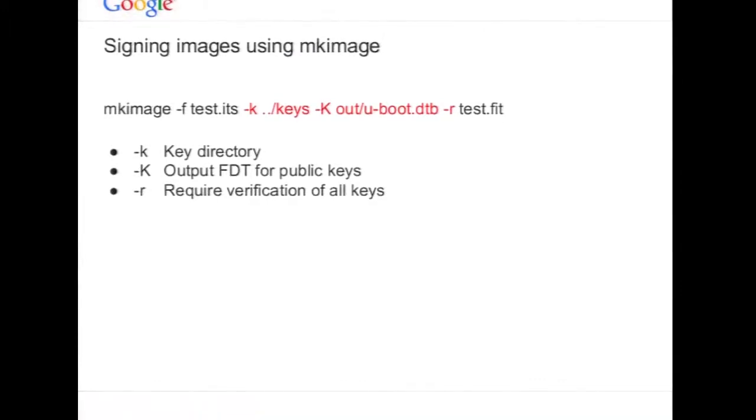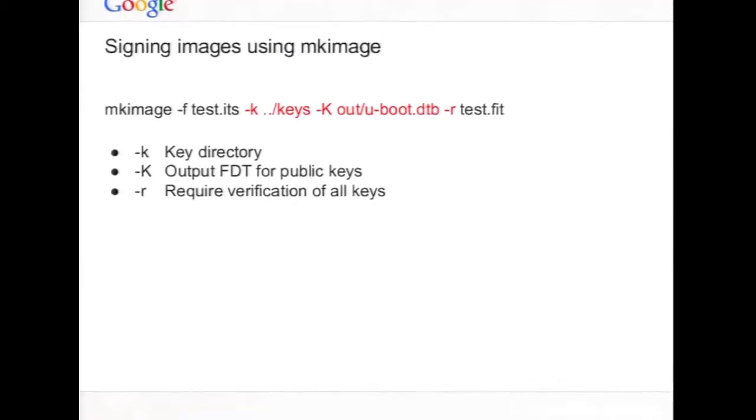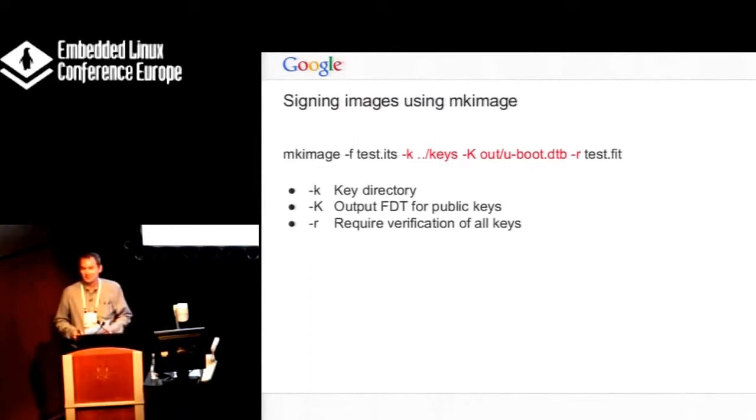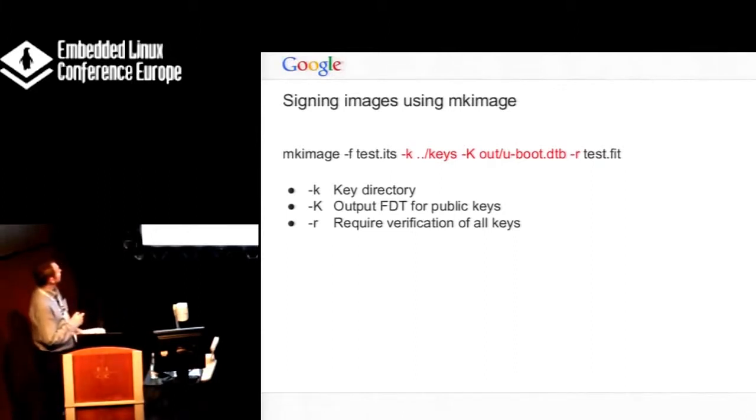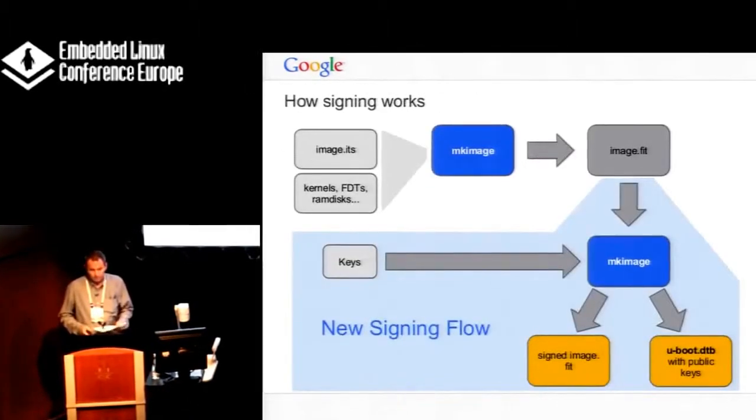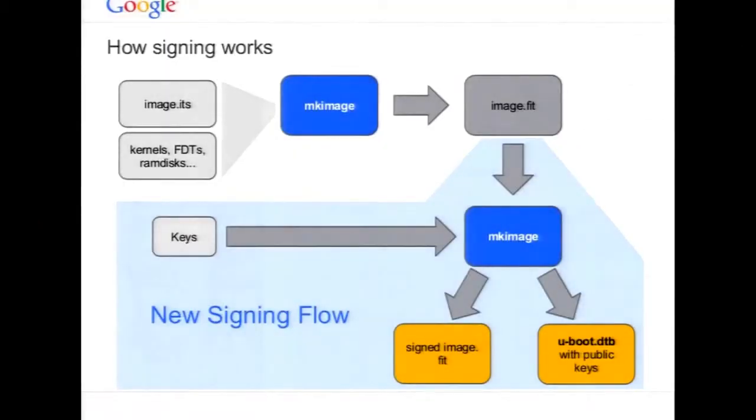How do you sign an image? Well, we currently use MakeImage to make images, to make FIT images and other types of images. We can do the same thing. We just use MakeImage. We have to tell it the key directory and some other things which I'll talk about in a bit more detail. But essentially we're using the same tool. So let's have a look at how the signing works.